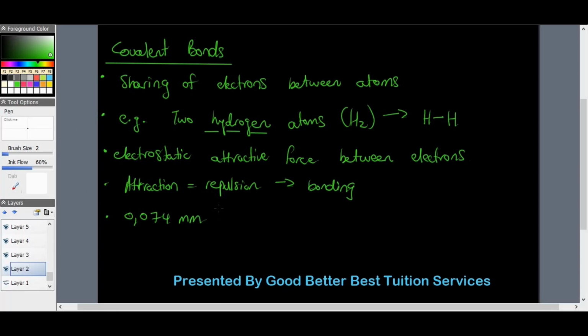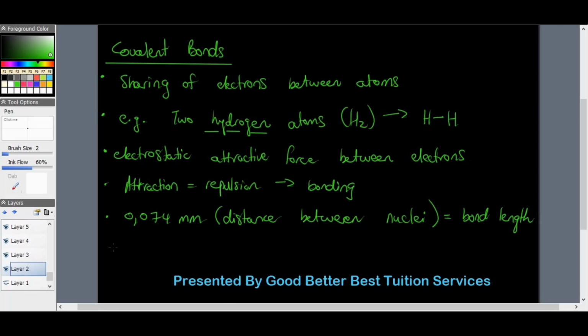Let me just put it in brackets. It is the distance between the nuclei of the hydrogen atoms. And that, my friends, is equal to what we call bond length. Energy is released as the two atoms come together, and then they form the bond.